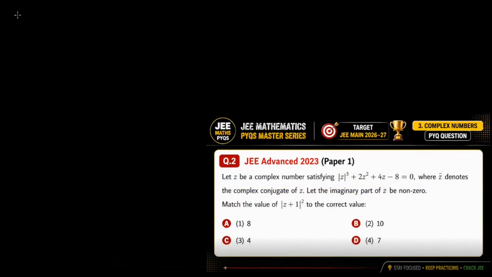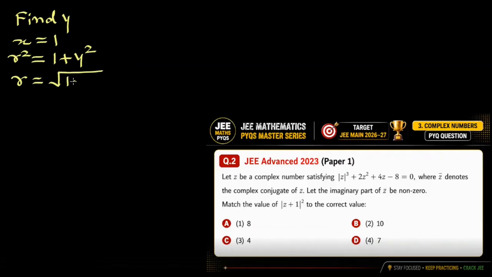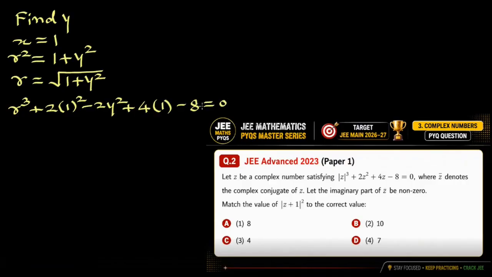Now let us find y. Since x = 1, we have r² = 1 + y². Therefore r is √(1 + y²). Substitute into the real part: r³ + 2(1²) − 2y² + 4(1) − 8 = 0. So r³ − 2 − 2y² = 0.